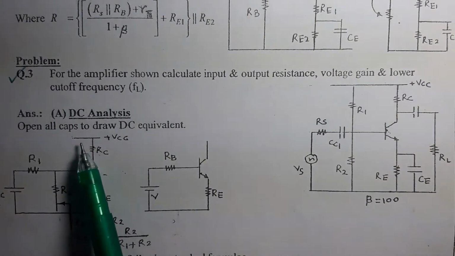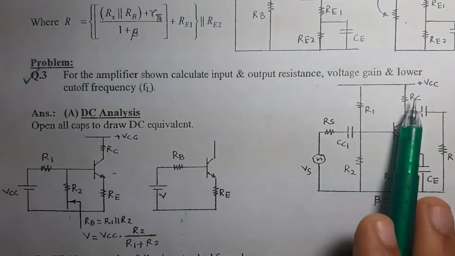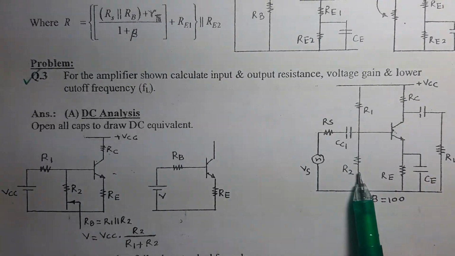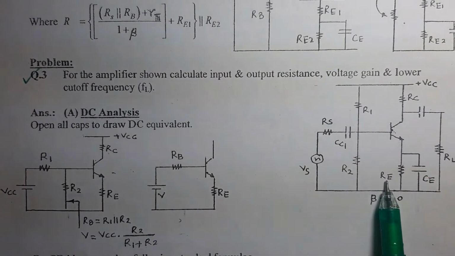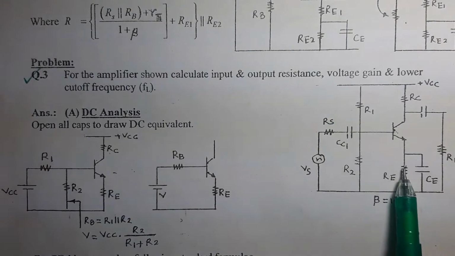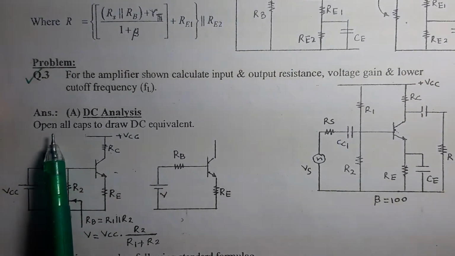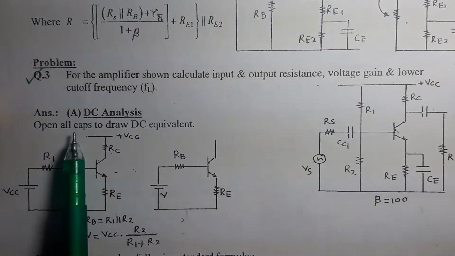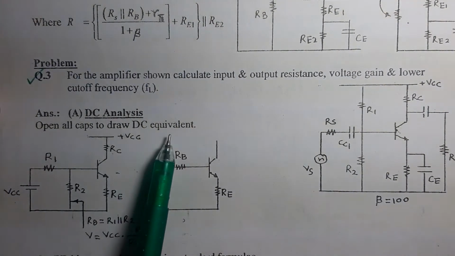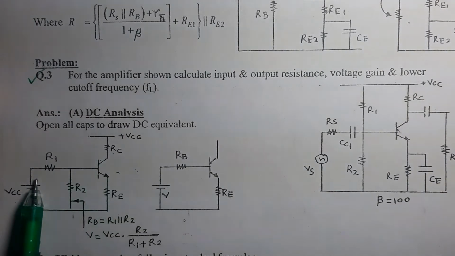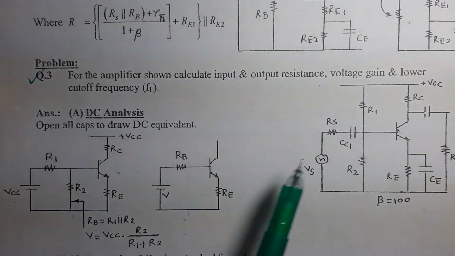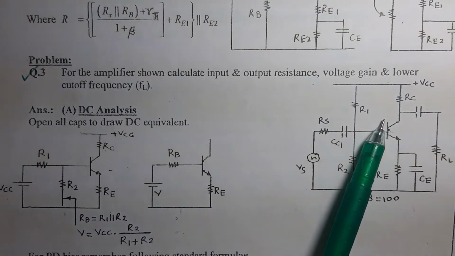As you can see, first of all you will be given a circuit diagram, and then you need to perform some DC and AC analysis on the respective diagram. First we'll perform a DC analysis. What we do in DC analysis is we open all the capacitors and draw the DC equivalent circuit. So your DC equivalent circuit might look something like this.